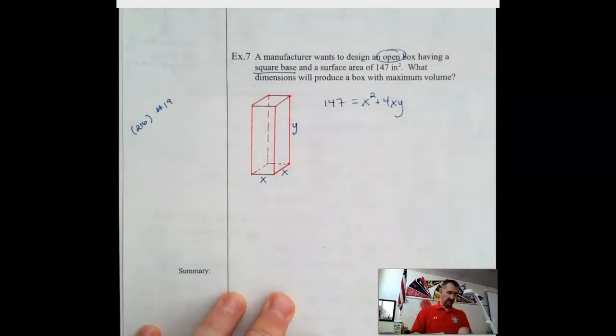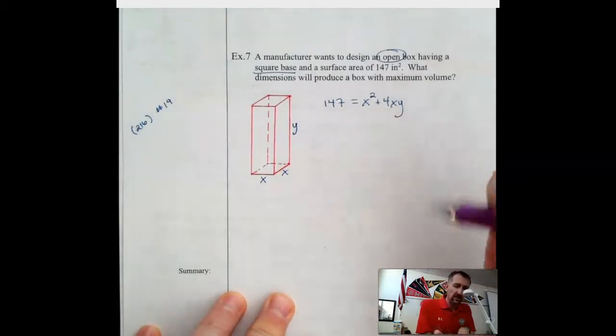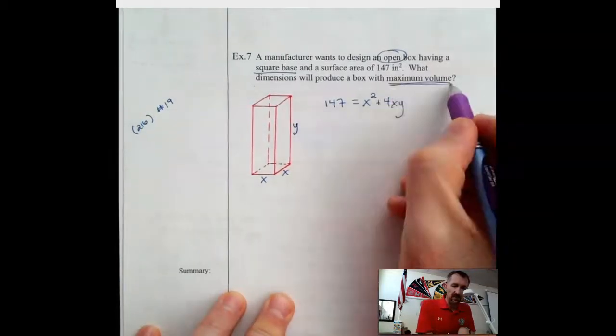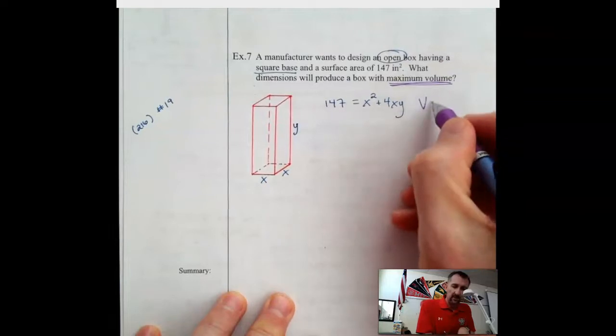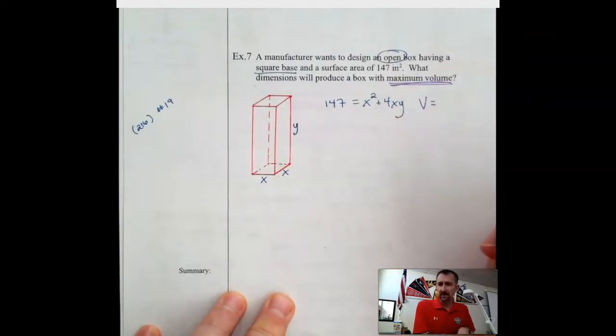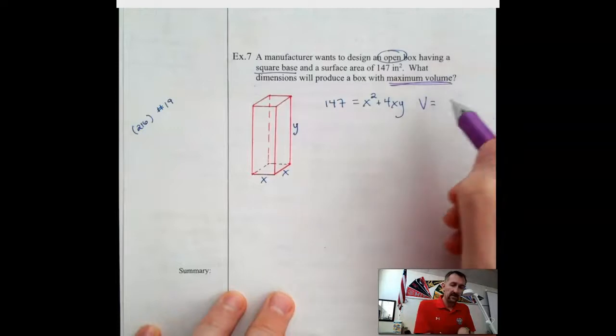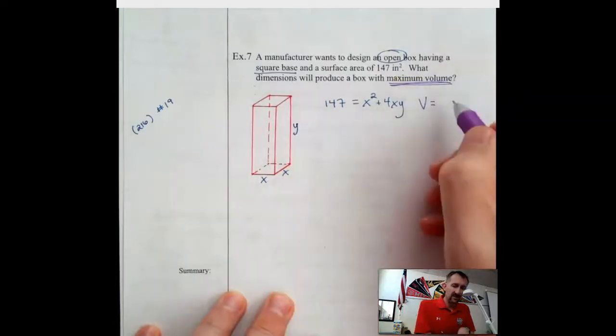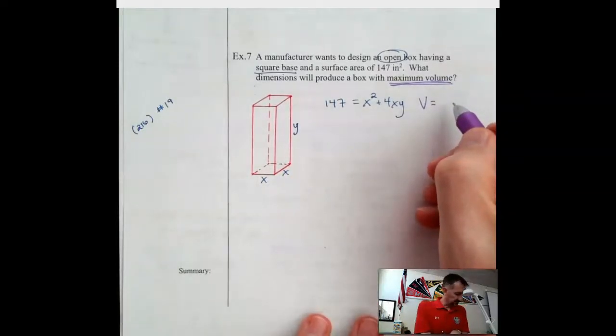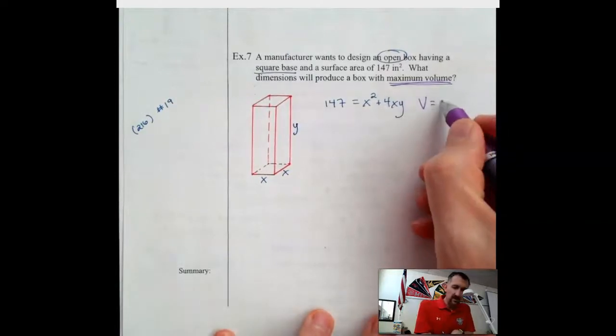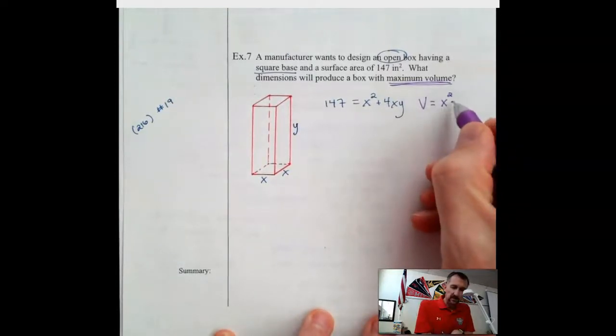and then what it says is the box with the maximum volume. What dimensions give us the box with the maximum volume? So that's where we use a capital letter when we're trying to maximize or minimize a value. And the volume is the base area times the height. So the base area times the height would be x squared times y.